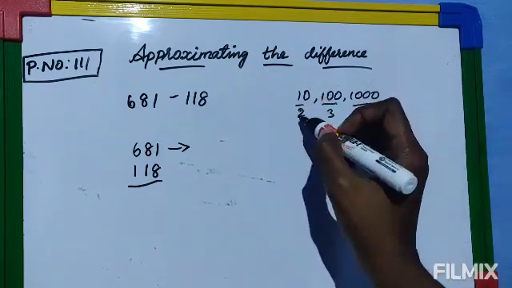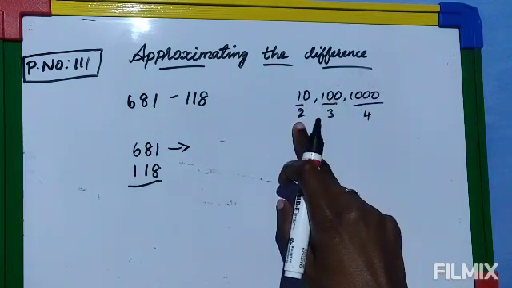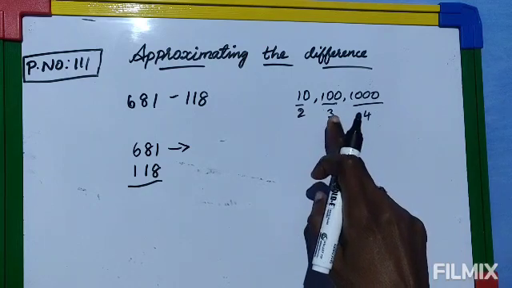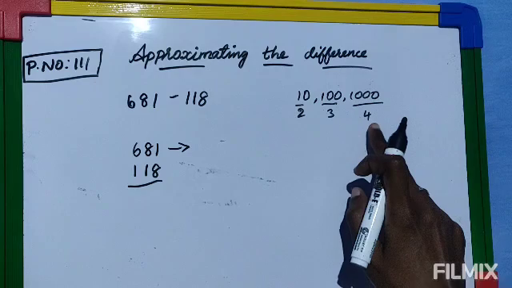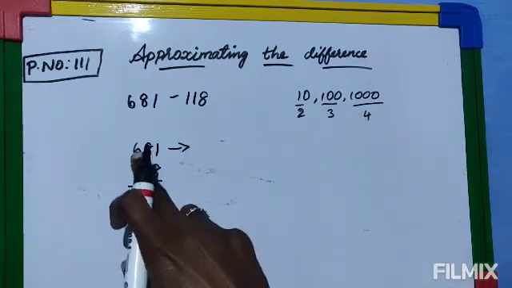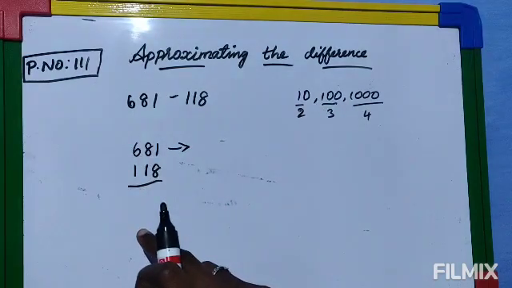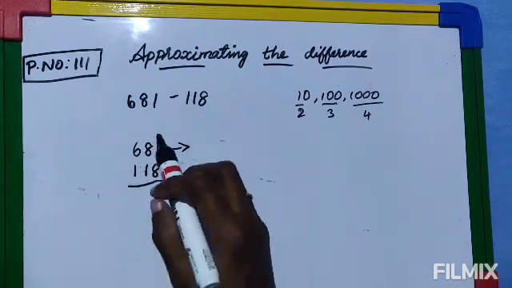So if the number is given in 2 digits or a single digit, then you approximate to the nearest 10. If it is given in 3 digits, then you approximate to the 100. If it is given in 4 digits, then you approximate to the 1000. Since here it is given in 3 digits, we will approximate to the hundreds. So to approximate to the hundreds, first you have to circle the number in the hundreds place.